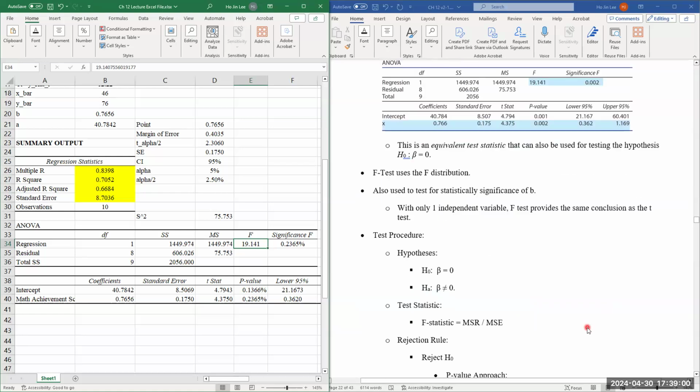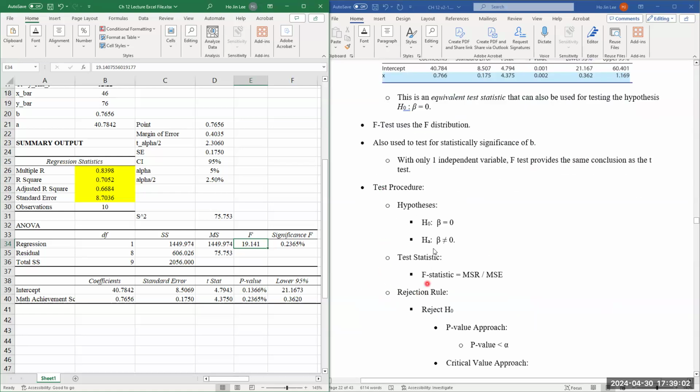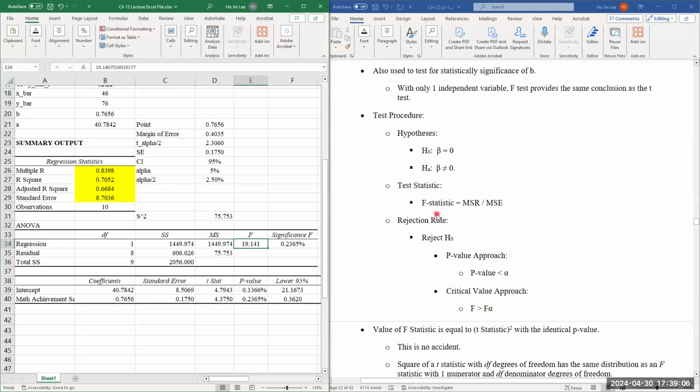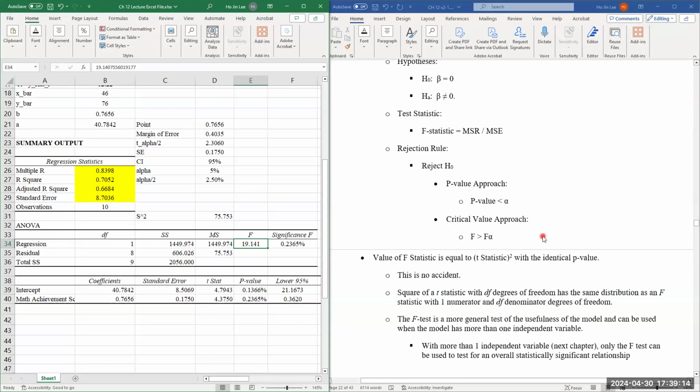Okay, here's the testing procedure. The null hypothesis is beta equal to 0, the alternative is beta not equal to 0. You're using the F statistic instead of the T statistic, and the rejection criteria is the same: the p-value is less than alpha, or F is greater than F of alpha.